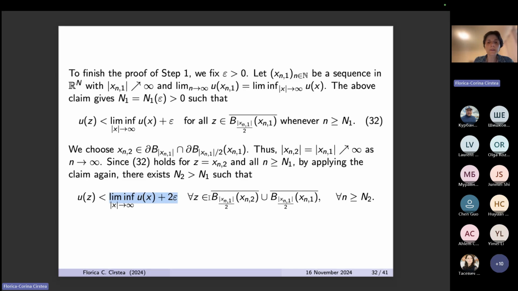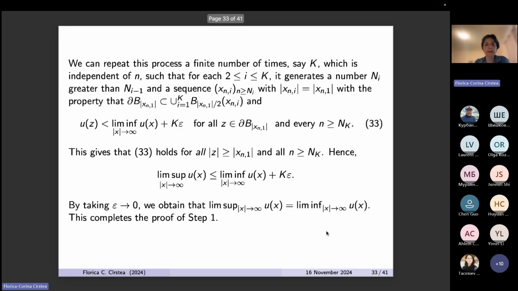But now you are increasing the range of z. You increase the epsilon because you apply twice, it's epsilon plus epsilon, but now the range of z is the union of two closed balls. As you repeat this, you can cover the sphere centered at 0 and radius modulus xn1 by finitely many closed balls like this. It's like when you do Harnack inequality on spheres and cover the sphere with finitely many balls. That's the same idea in terms of covering.